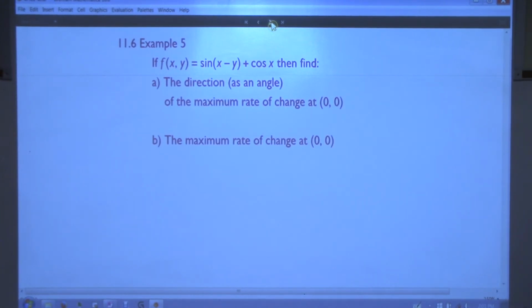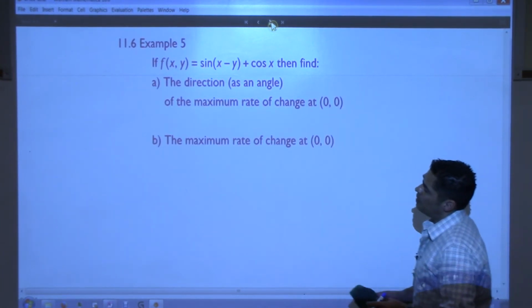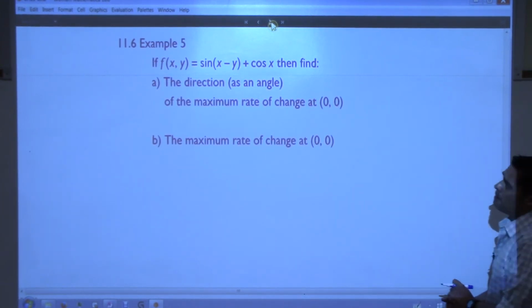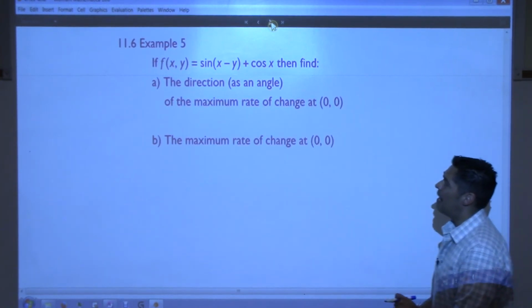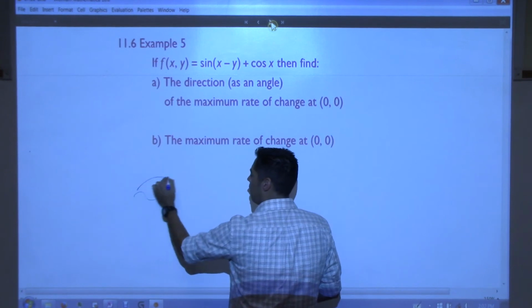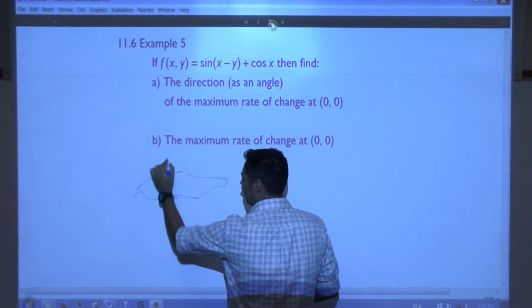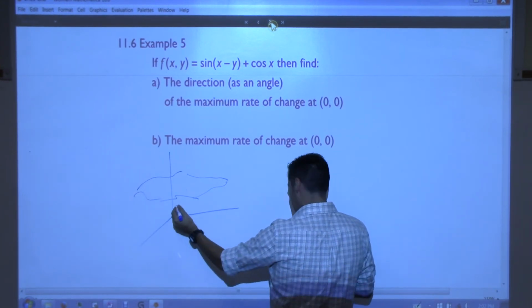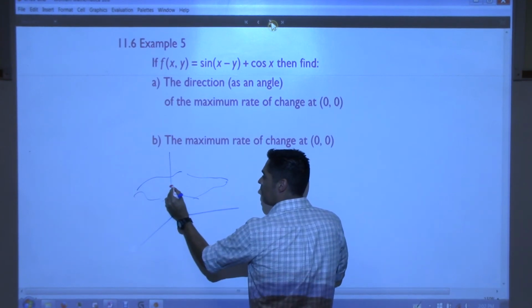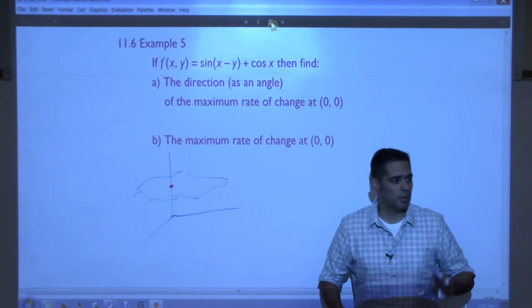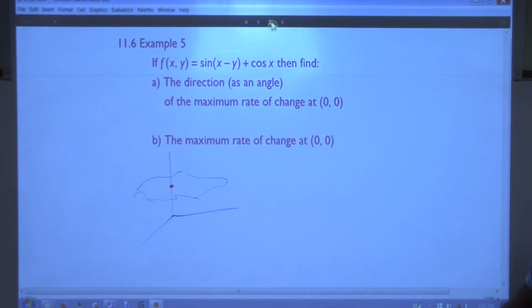So here's an example. We have this function of two variables. First, let's find the direction, as an angle, of the maximum rate of change at (0, 0). So you've got some surface sitting up here, floating around. It's not really floating. And you're at the origin, (0, 0). You go up to the function, and somewhere on the function, you're standing there. And I'm asking you, which way do you point? Tell me which way you point so that you would get the maximum directional derivative.